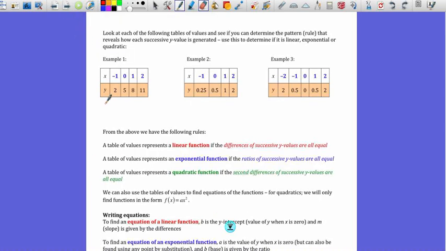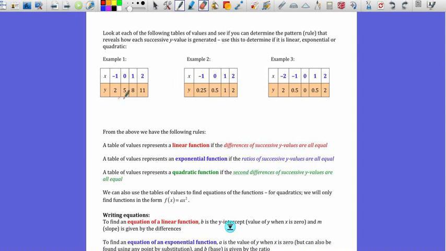At this point we'll flip over, and what we have here in examples 1, 2, and 3 are three tables of values. So we have a set of x values and the corresponding set of y values for each of the three. And what we're going to do is look for patterns in each successive y value in each of the tables, which will allow us to determine whether the function is linear, exponential, or quadratic.